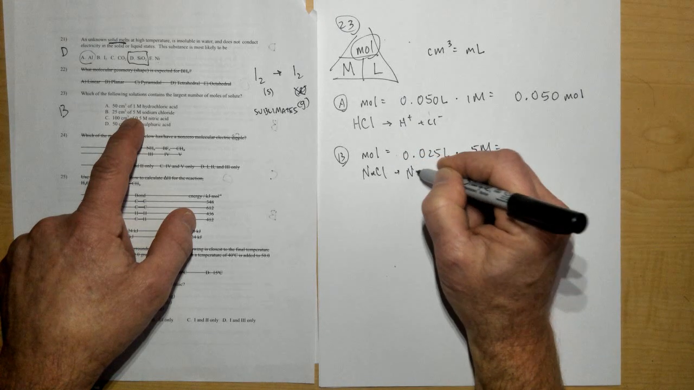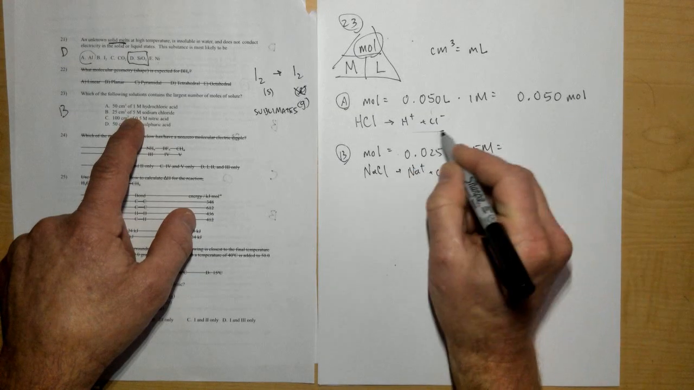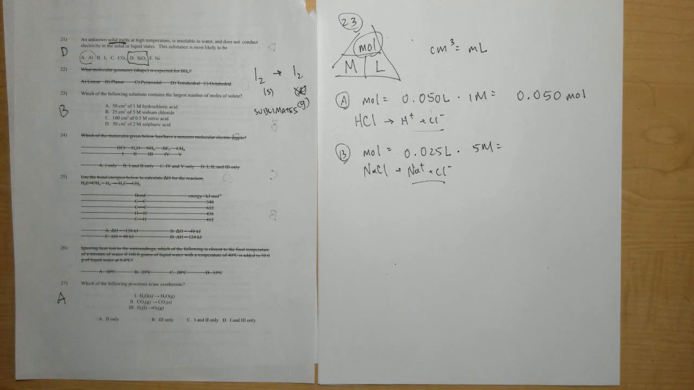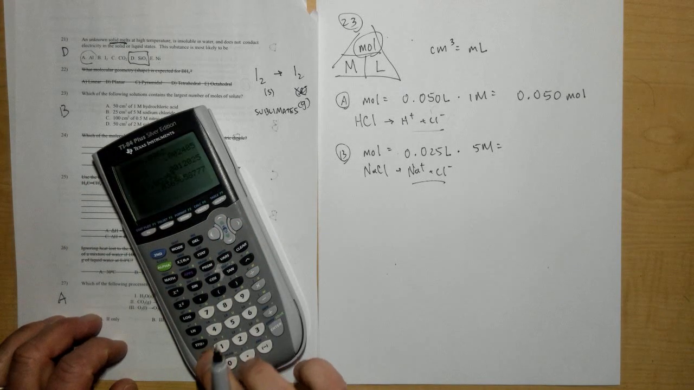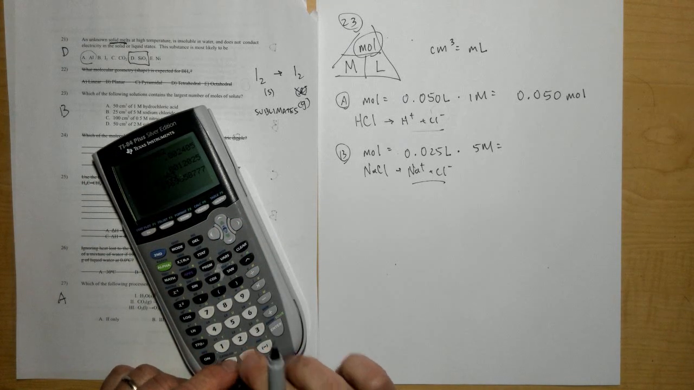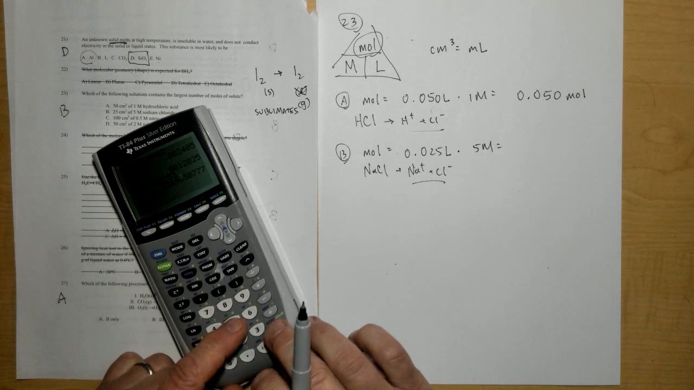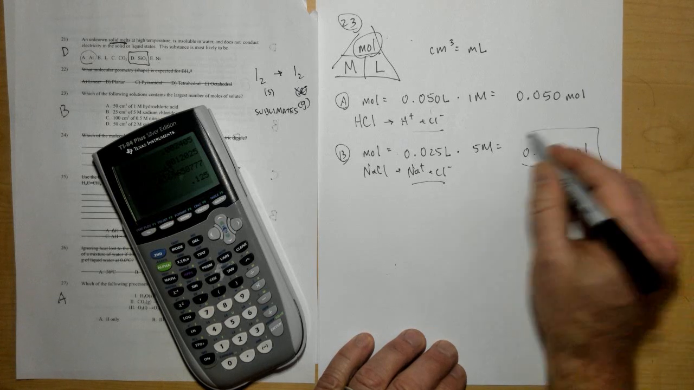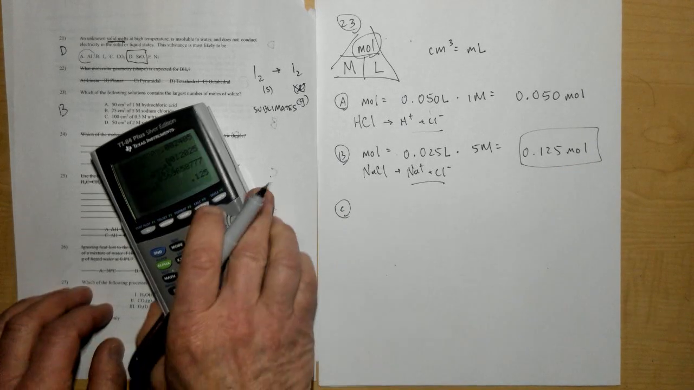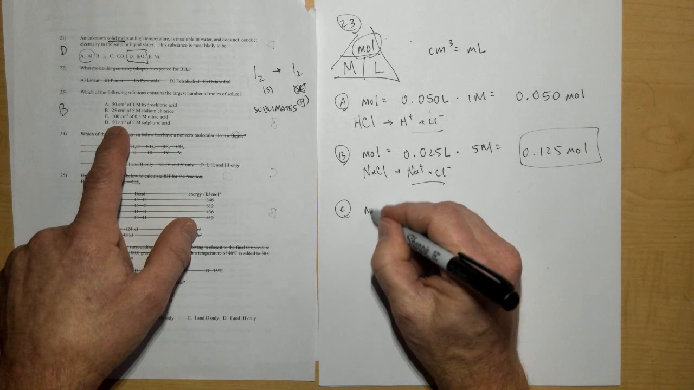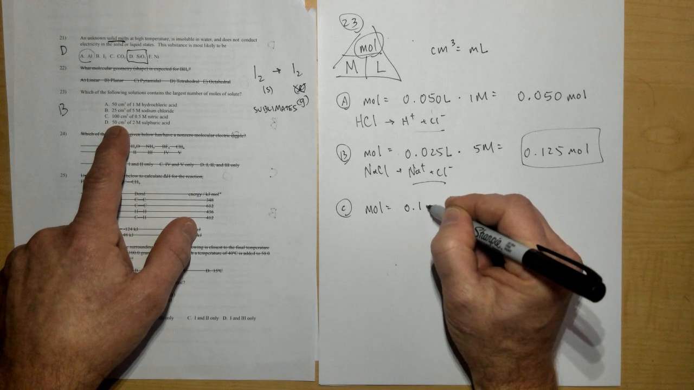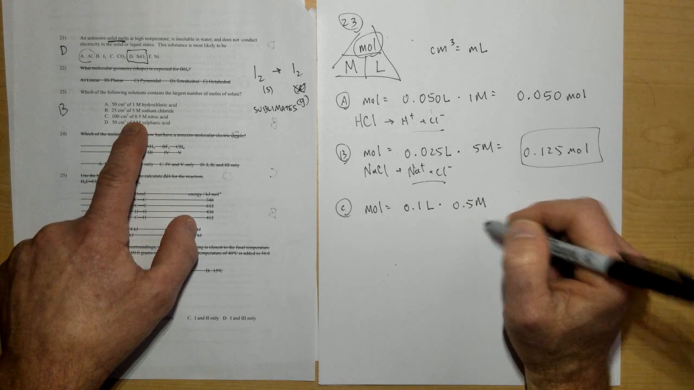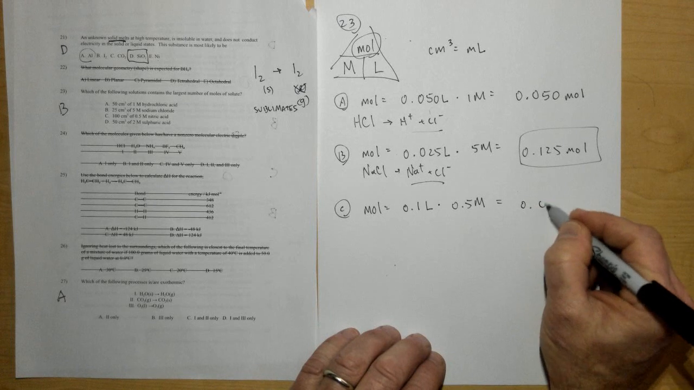NaCl would also break up to give you some Na pluses and some Cl minuses, so 2 particles. And 0.025 times 5 gives me 0.125 moles of this solute. Then in letter C, it's 100 cubic centimeters, so 0.1 liters times 0.5 molar nitric acid. So this would give me 0.05.